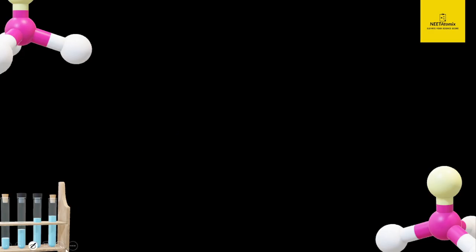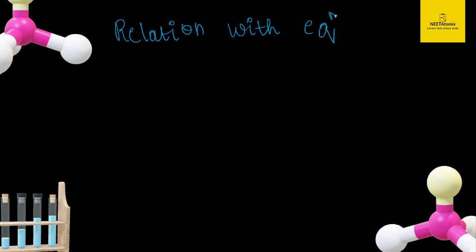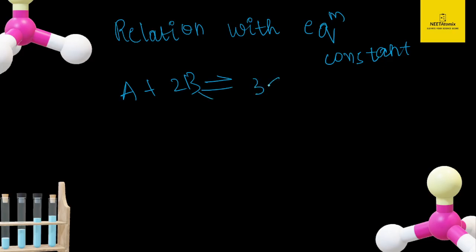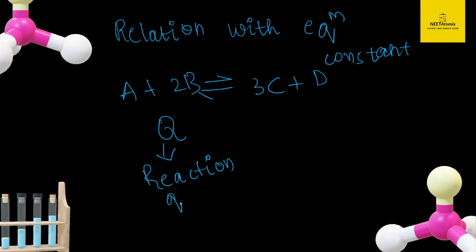Now we will study relation with equilibrium constant. Let us consider a reaction of type A plus 2B gives rise to 3C plus D. Here it's Q. This one is reaction quotient.